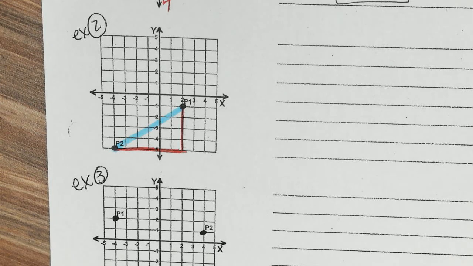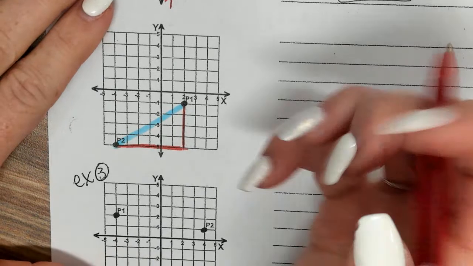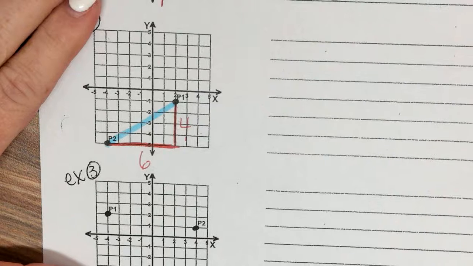Correctly, the biggest mistake I see is people draw their triangle and they don't even make a right triangle. Like, they totally mess it up. It has to be a perfect right triangle. This side was 4, yes? And this side was 6.